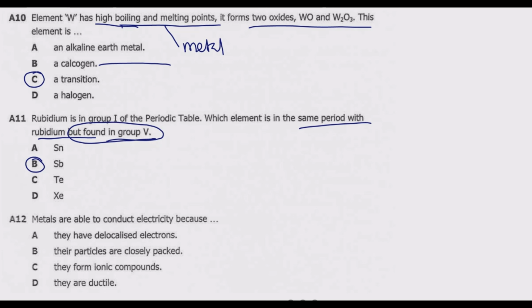Let us look at question 12. Metals are able to conduct electricity because. So why are metals able to conduct electricity? Metals are able to conduct electricity because they have delocalized electrons. Basically this is the answer. If you read about the properties of metals, you discover that this is the property which is key for them to conduct electricity.